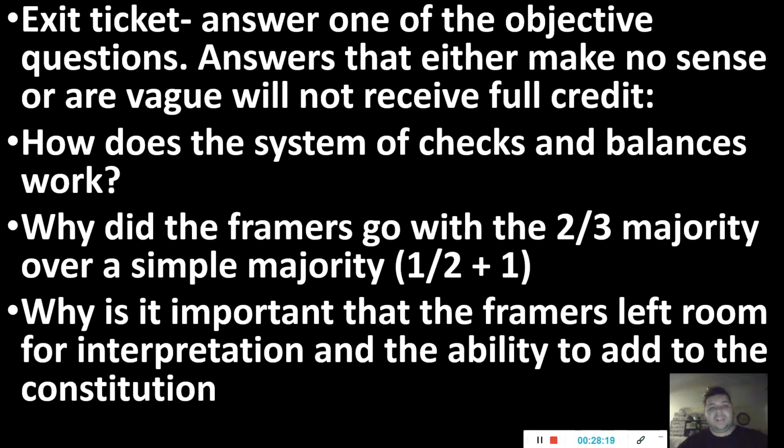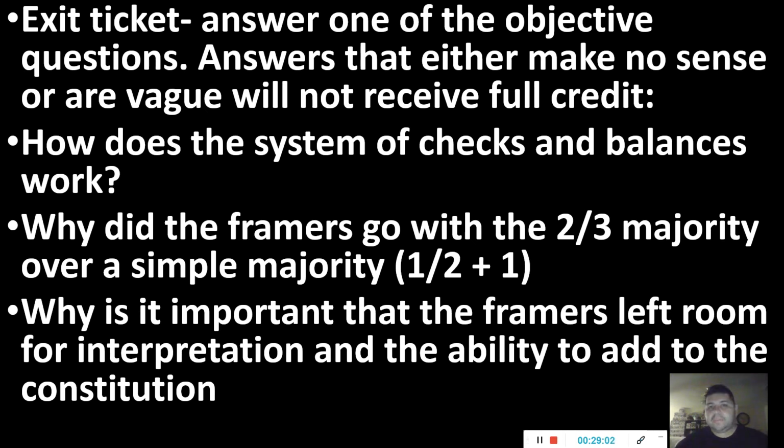So you get to pick one of these 3 questions. How does a system of checks and balances work? Explain it to me. All right, break it down. Why did the framers go with a 2/3 majority over a simple majority? So why did they go with 2/3 where you need 2/3? Which, if some of you guys may not know, 2/3 is more than a half. Okay, half is like half. 2/3 is above. Because during class, some students didn't know that, and it kind of messed up their answer.